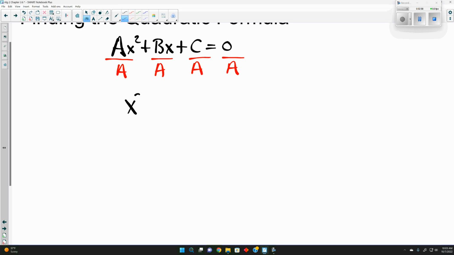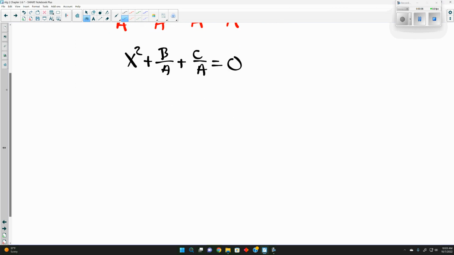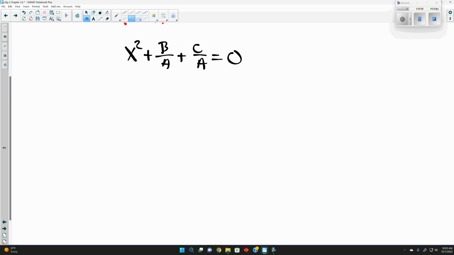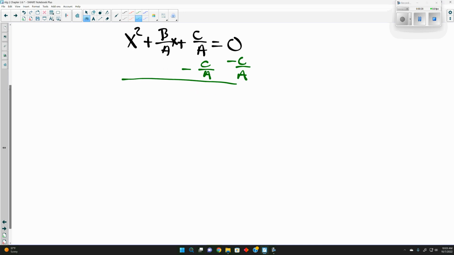So we would get x squared plus b over a x plus c over a is equal to 0. Now we need to get the constant term by itself, which is our c over a. So we're going to subtract c over a from both sides, which will tell us that we have x squared plus b over a x plus blank is equal to negative c over a plus blank. So we kind of went through the first two steps.